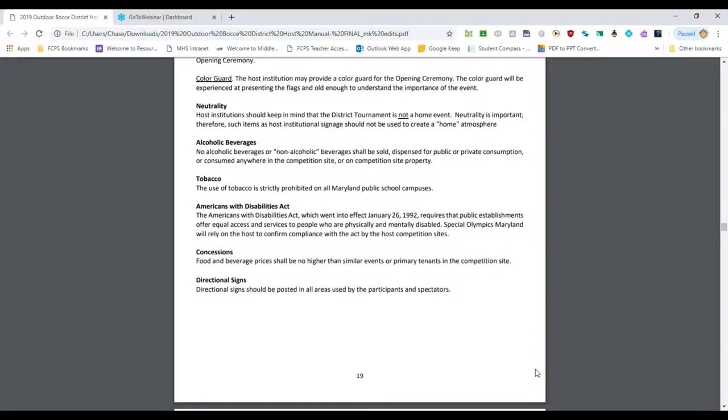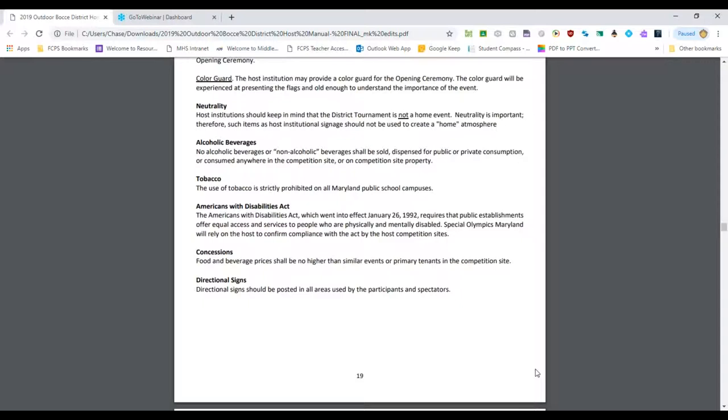No alcoholic beverage on site. Tobacco is strictly prohibited on all Maryland public school campuses. The Americans with Disabilities Act went into effect on January 26, 1992, and requires that public establishments offer equal access and services to people who are physically and mentally disabled. Special Olympics Maryland will rely on the host to confirm compliance with the act by the host competition sites.